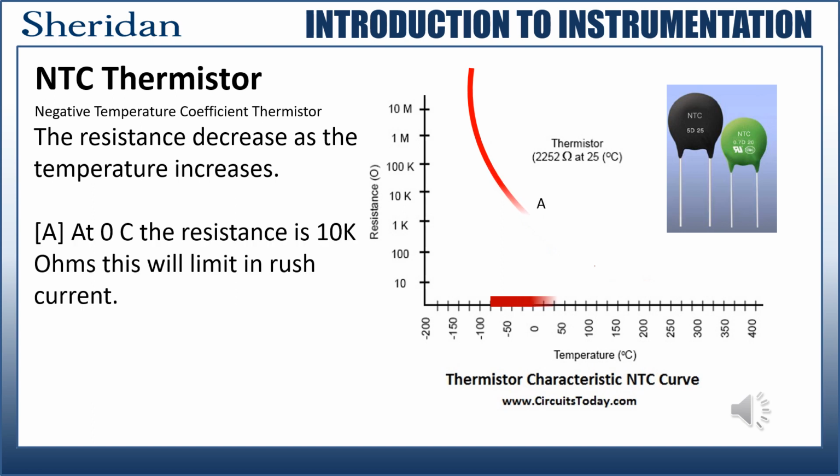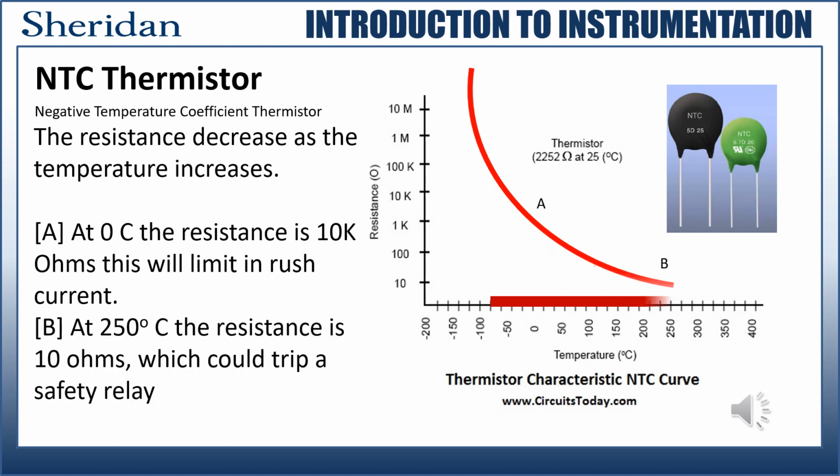At point A, the thermistor is at 0 Celsius. The resistance is 10,000 ohms. This will be seen by the inrush current and will act as a current limiter. At point B, the thermistor is at 250 degrees Celsius. Its resistance is down to 10 ohms. This is practically a closed switch, and therefore this device could be used as a temperature sensor and set off an alarm.